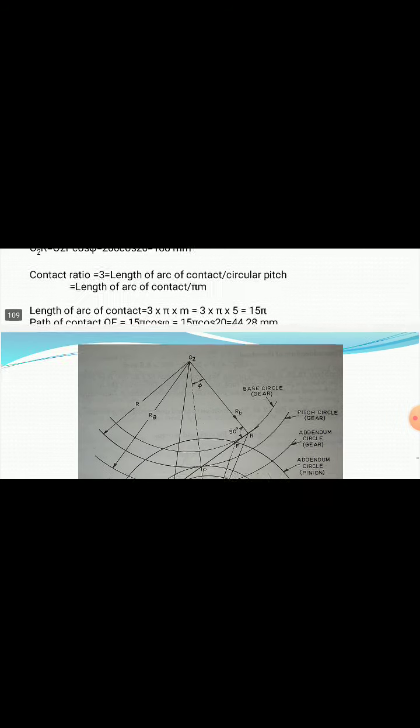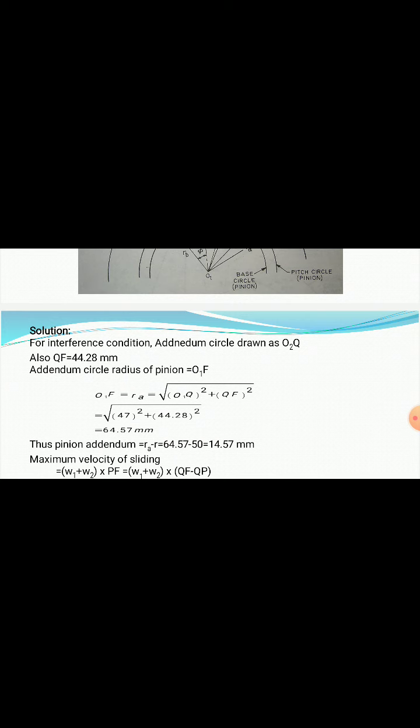This RA value is nothing but this radius, and this radius is the same as O1F. So we are interested to find out O1F, which is nothing but the RA value. Now how can you find this O1F? We can find it by considering this right angle triangle O1QF. So O1F is equal to the square root of O1Q square plus QF square, and that will give you the RA value.